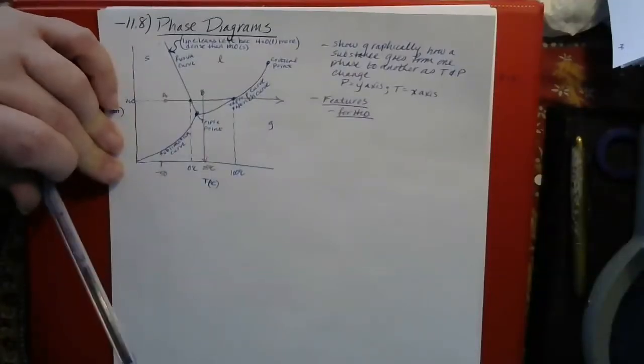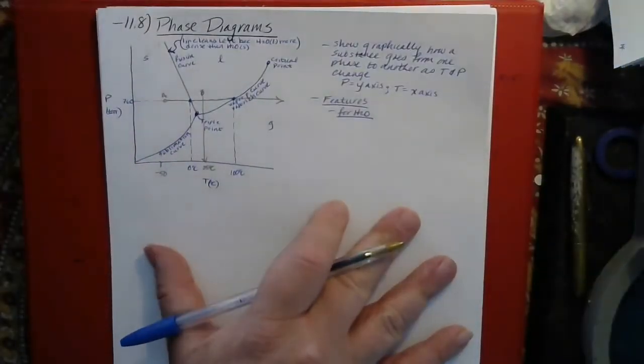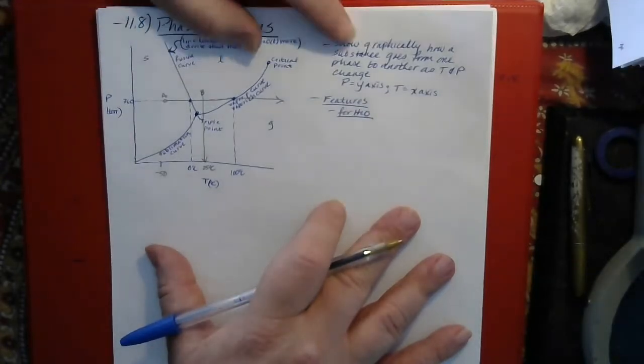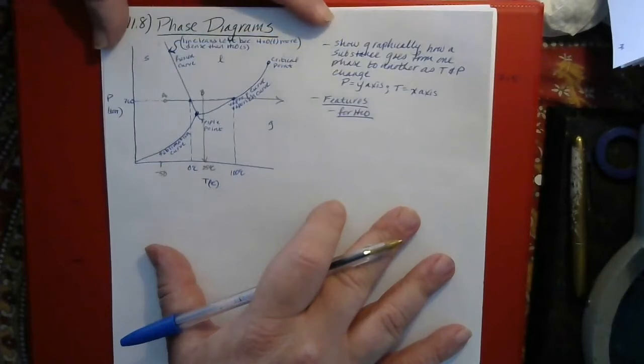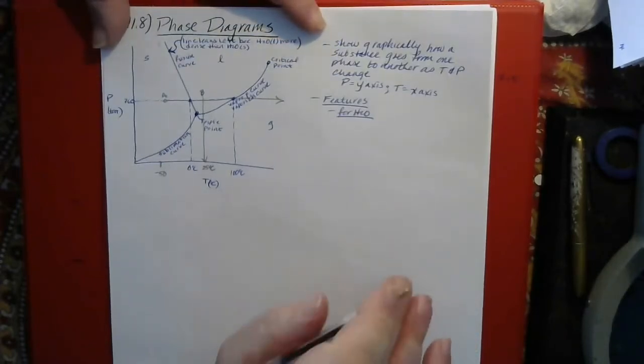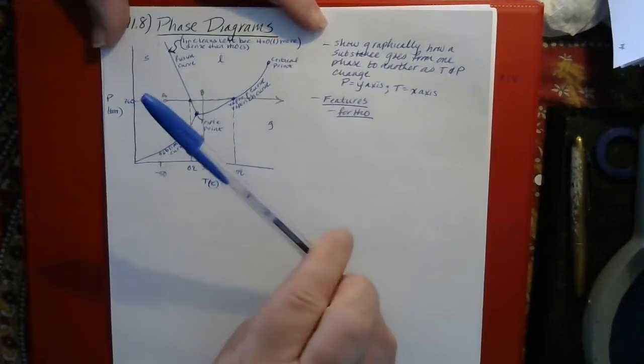All right, the next section is on phase diagrams. Phase diagrams are sort of graphical representations of how various substances behave under different conditions. So in other words, what conditions of temperature and pressure will the substance be a solid? And what conditions will cause it to be a liquid? And which will cause it to be a gas? And where are the transitions between these phases?